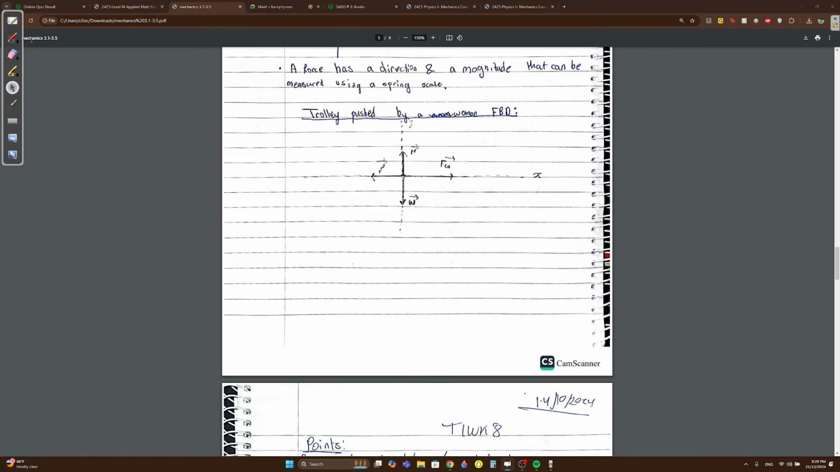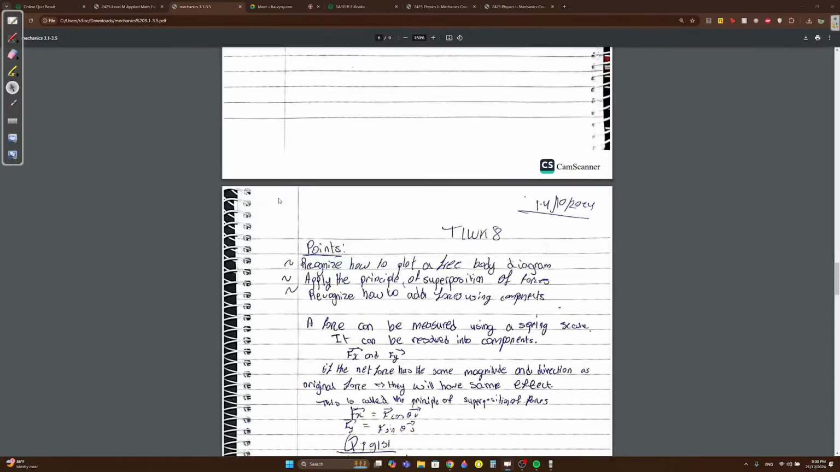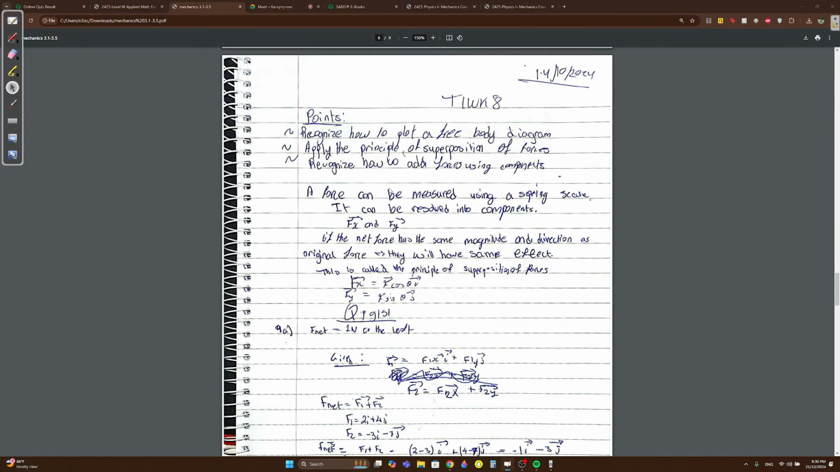So this is like a trolley being pushed by a woman. The force of the woman on the trolley. You have the weight putting the trolley down, and you have the normal reaction that's opposing the weight. And then you have friction, small f. A force can be measured using a spring scale.